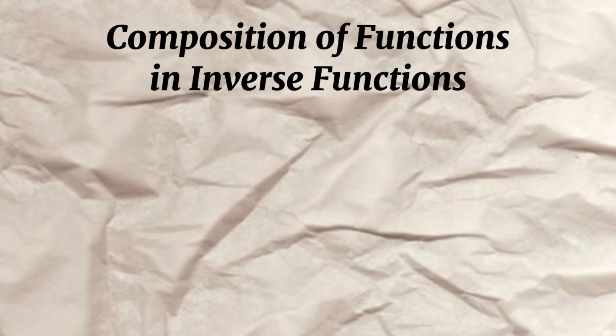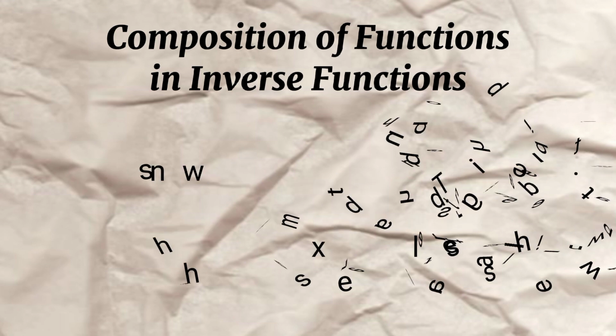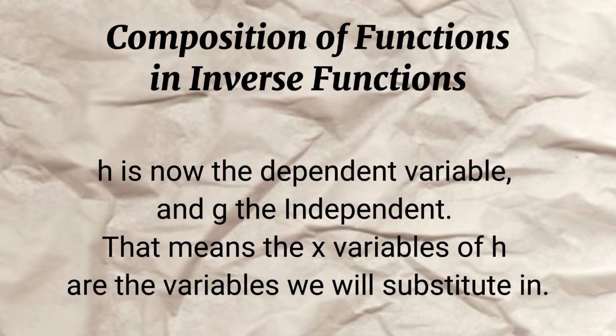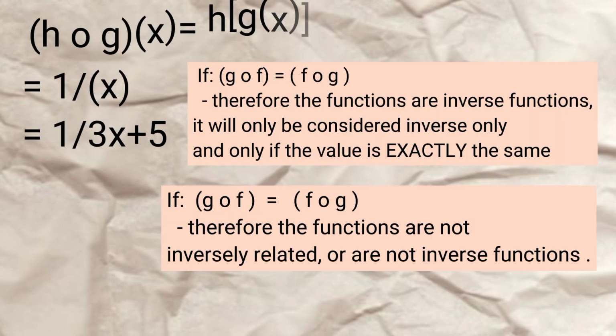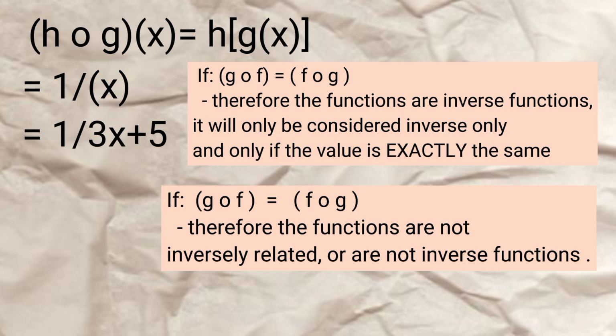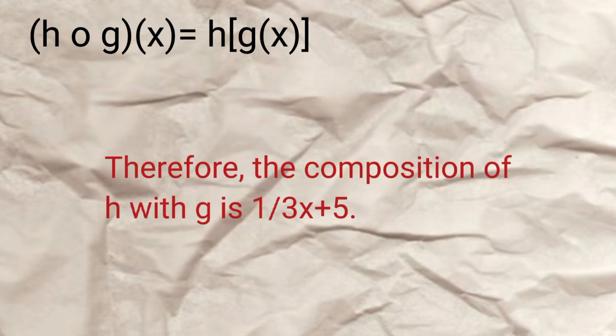Since we have inverted the roles, h is now the dependent function and g the independent. That means the x variables of h are the variables we will substitute in. So it will become 1/(3x + 5). And since there are no like terms, this is now our final answer. Therefore, the composition of h with g is 1/(3x + 5).